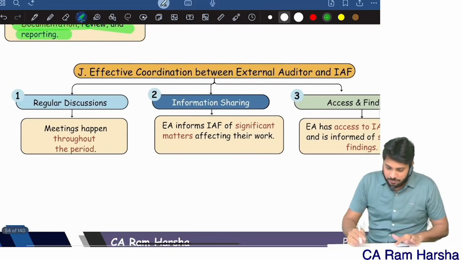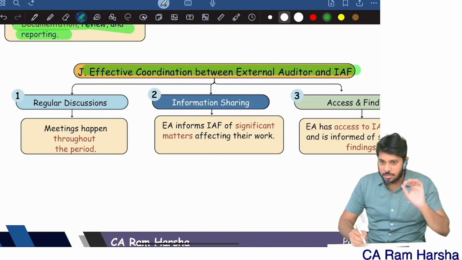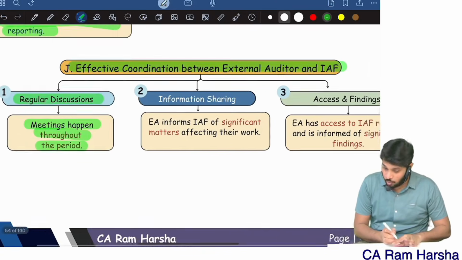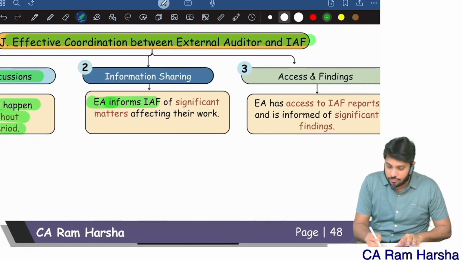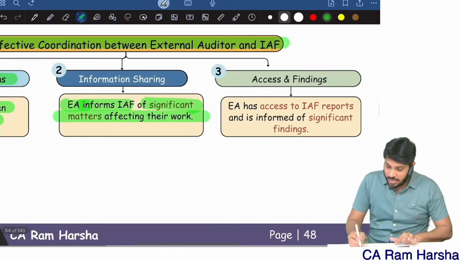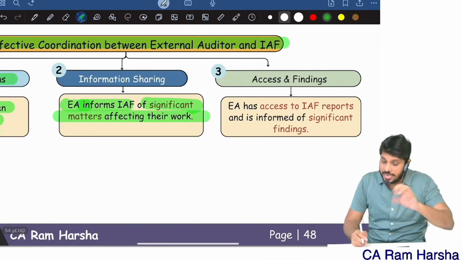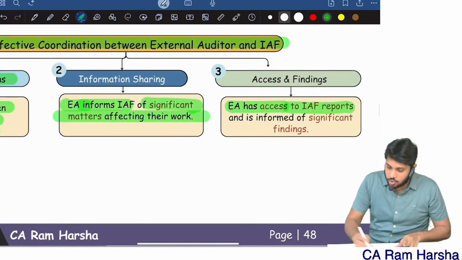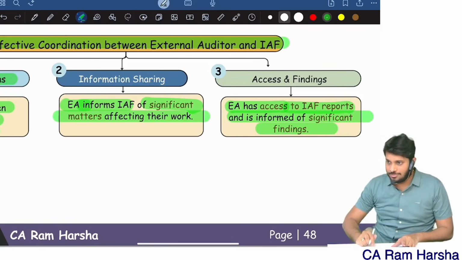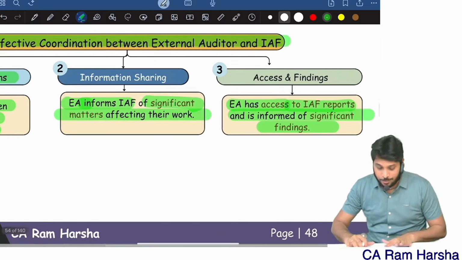Next, finally, there must be effective coordination between the external auditor and the internal auditor. There must be regular discussions and meetings throughout the period, and the external auditor informs the internal auditor of significant matters which will affect their work. In the same way, the internal auditor also shall inform the external auditor of any important matters. The external auditor has access to internal audit function reports and is informed of significant findings. Easy. Coordination must be there properly.